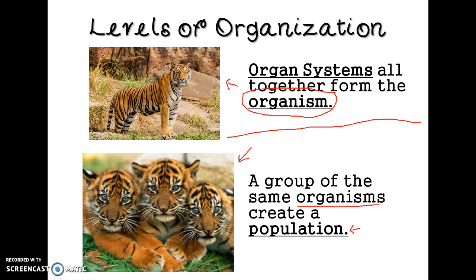Any organisms that are of the same type make up a population. So perhaps in a forest, we have a population of deer. All of the deer in that forest would make up a population. Now, of course, in a forest, we don't just have deer that live by themselves. That wouldn't make much sense.